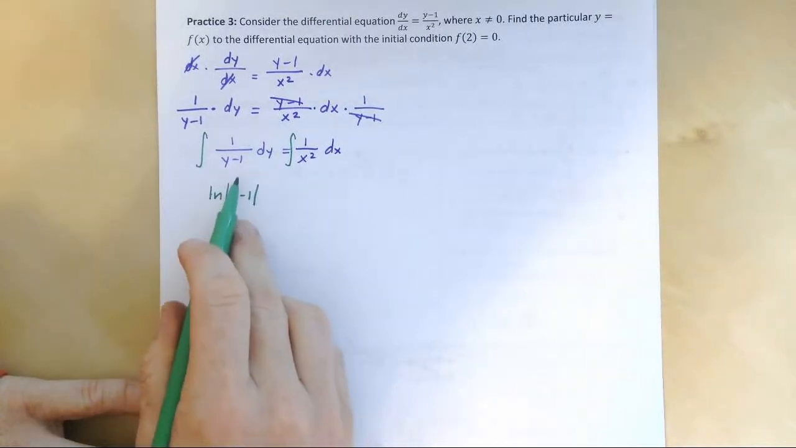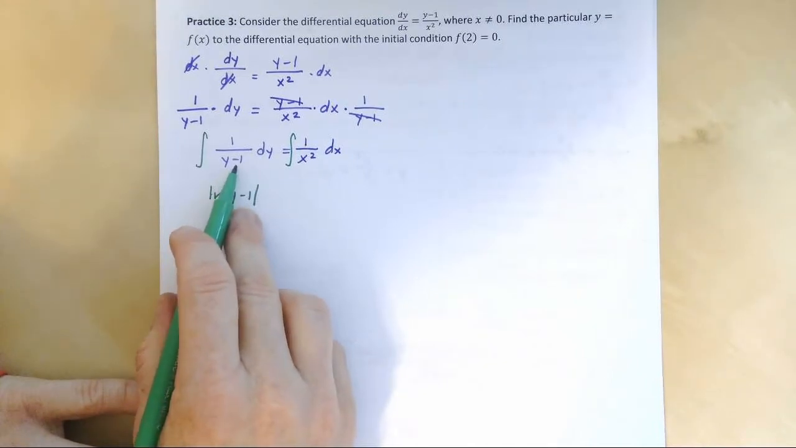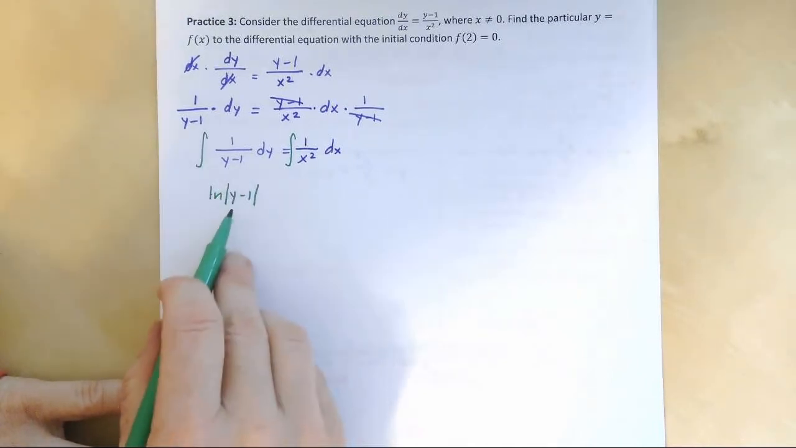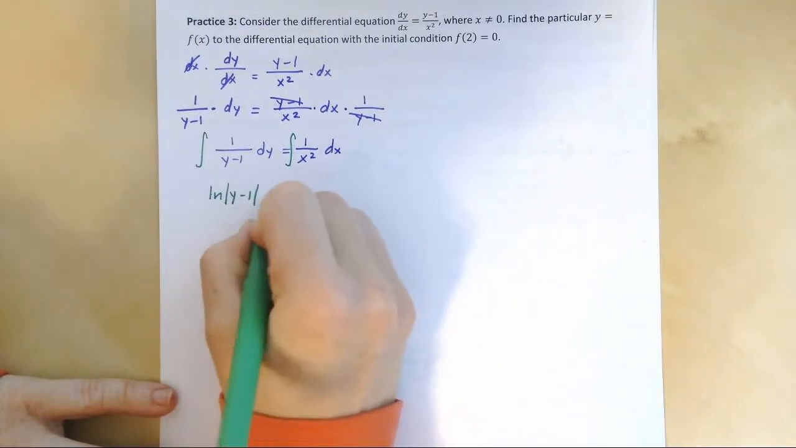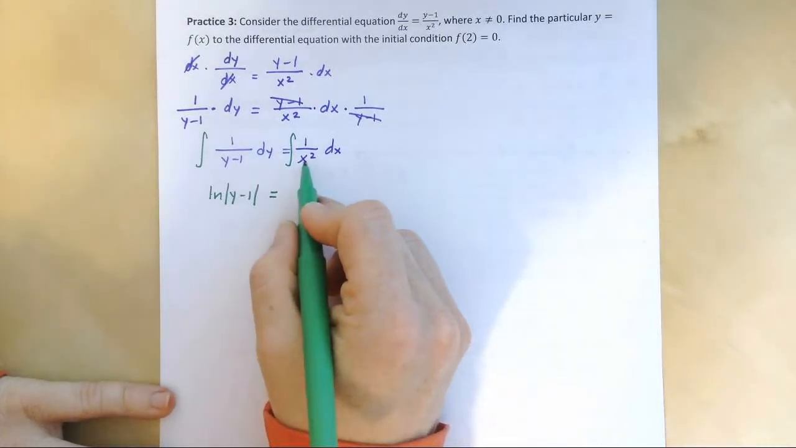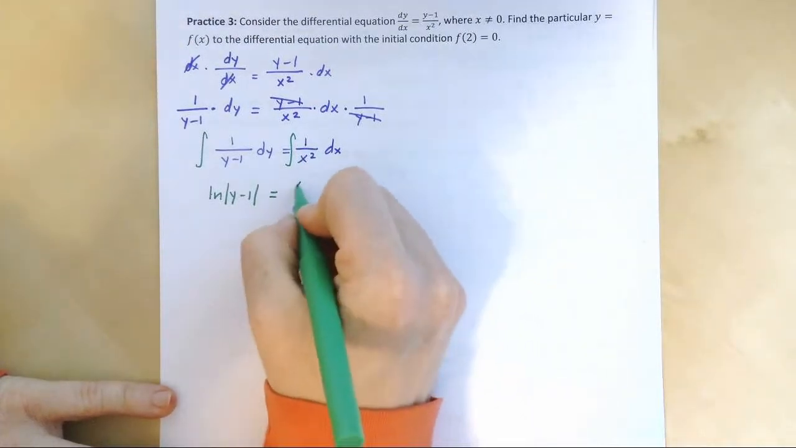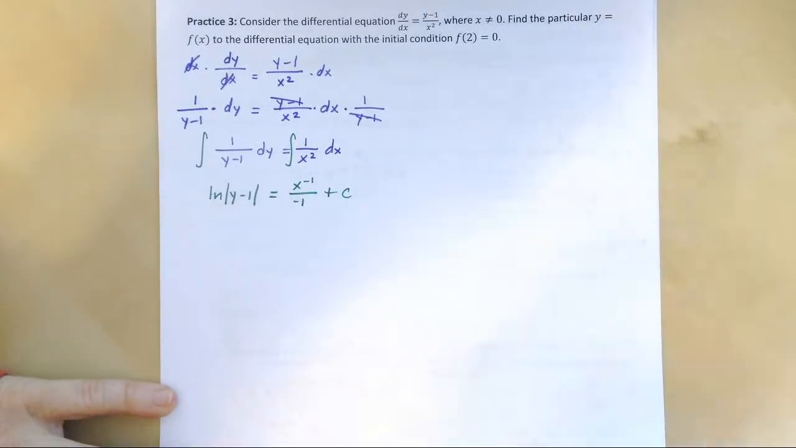If you are stressed about what I just did there, try to do u sub on this. Define u as y minus 1. You'll get the same thing. Okay, so we have natural log of y minus 1 equals, this is x to the negative 2. So the integral of x to the negative 2 is x to the negative 1 over negative 1. Don't forget your plus c.